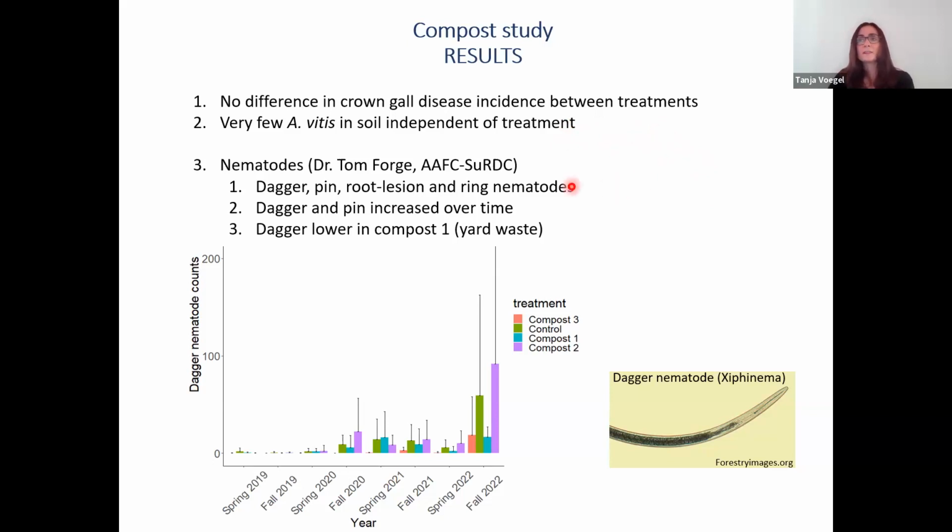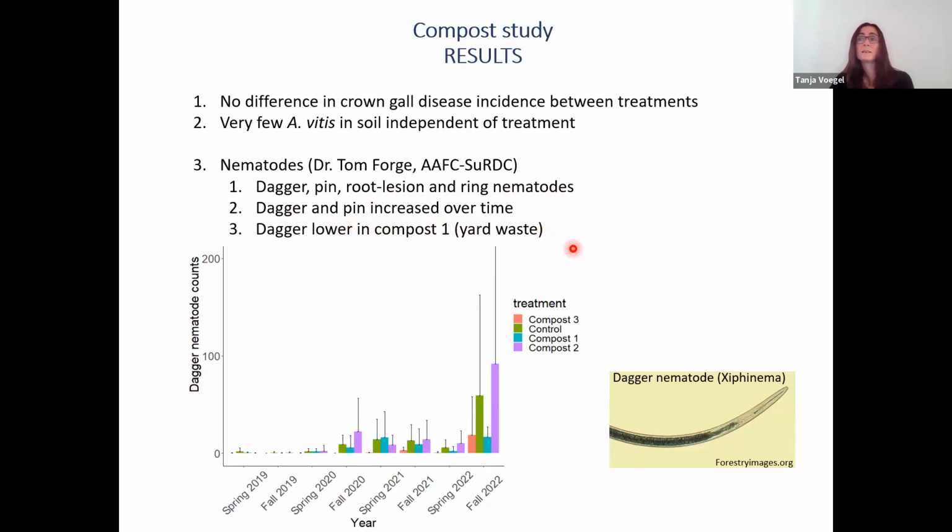There are some nematode results though, and I'm not an expert in this, so please ask all nematode questions to Tom. Because this vineyard was newly established, there were very few nematode populations there to begin with, but Tom found dagger, pin, root lesion, and ring nematodes. So as the vineyard grew over time, dagger and pin nematodes increased as well because they do parasitize grapes. Root lesion nematodes do not parasitize grapes, and their population stayed low. However, ring nematodes do parasitize grapes, but their population was also low.